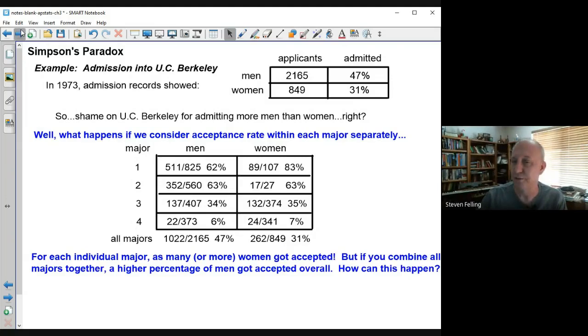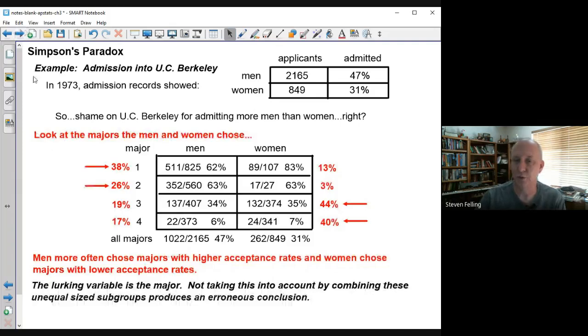All right, so here's the problem. If you look at where the men and women applied, most of the men tended to apply, like 825 and 560, to these first 2 majors, and fewer men applied to these majors. But it was the reverse for women. Most of the women applied to these 2 majors. And these 2 bottom majors happen to have lower overall acceptance rates. This major only accepted 35%, this only accepted 7%.